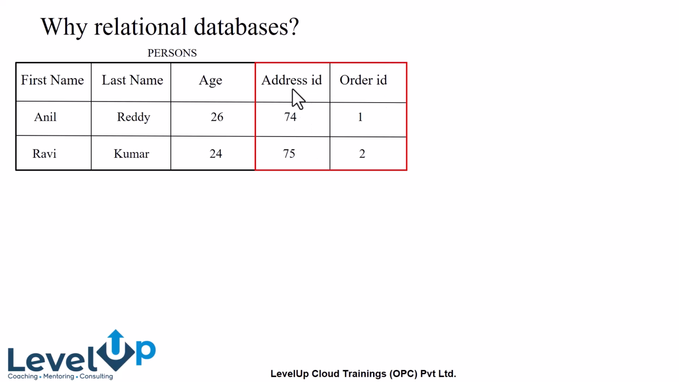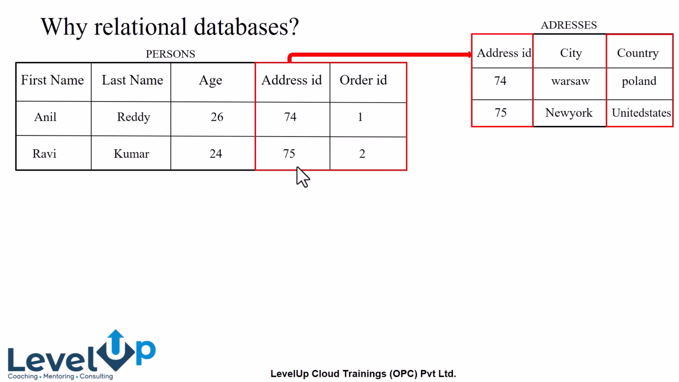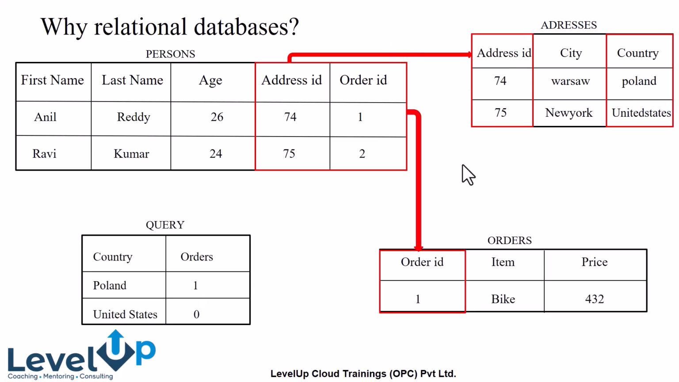Now let's say I have the address of the customer. I don't want to put this in my main table, so I can have a different table for the address. And you see there's an address ID here, and an address ID here. I'll have the addresses table separate. Or else, let's say I'll have another table which is orders. Now these tables have a relation. All these three tables have relations so that we can query the data easily.